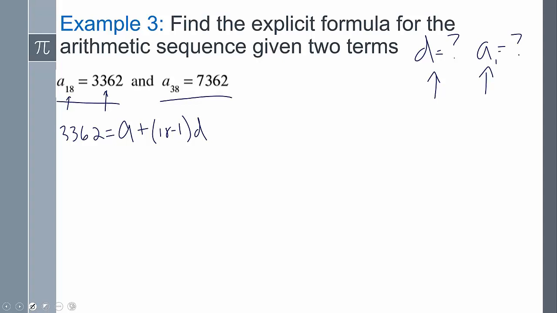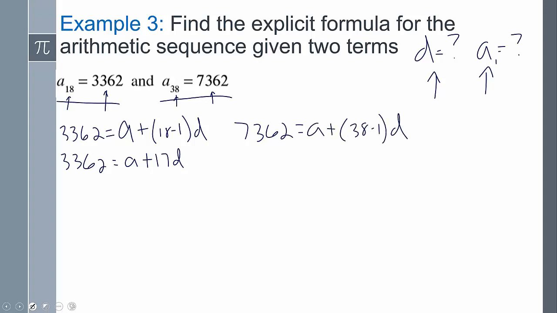Now this cleans up. So now I can do the same thing with the other equation. So there's my n, there's my a sub n. So this one's going to be 7,362 equals a plus 38 minus 1 times the common difference. Now cleaning that one up.